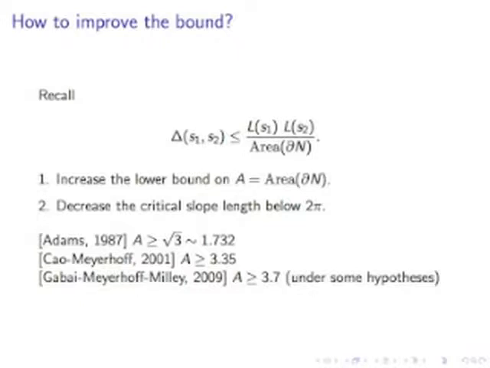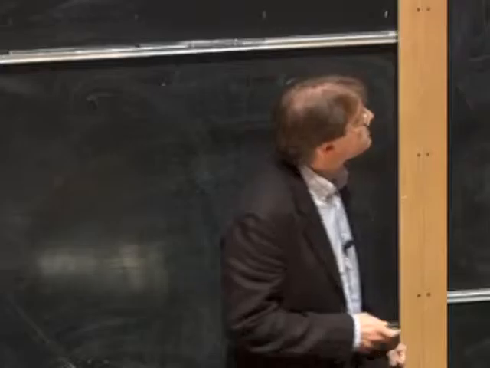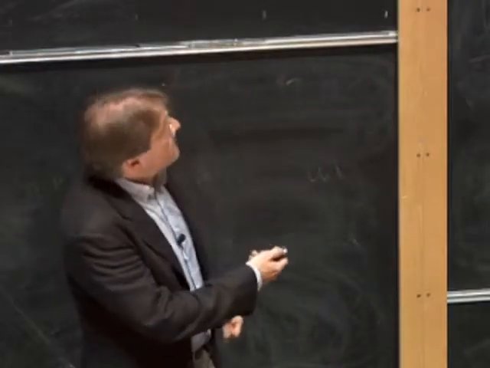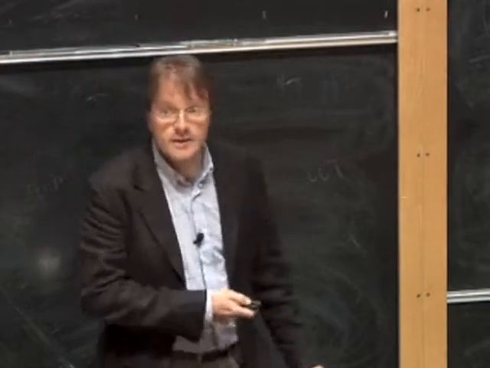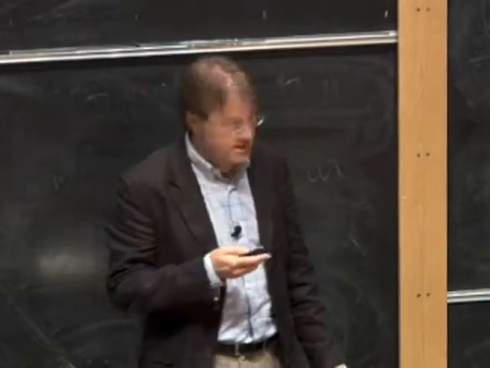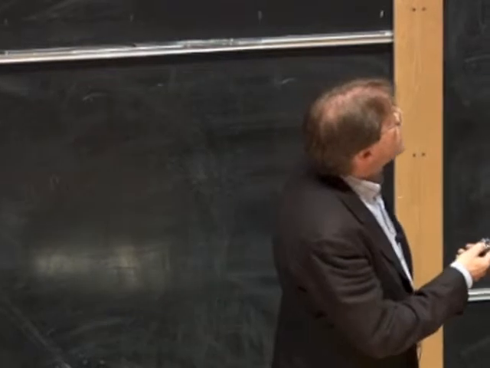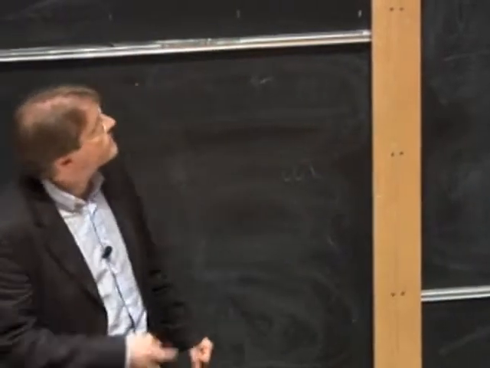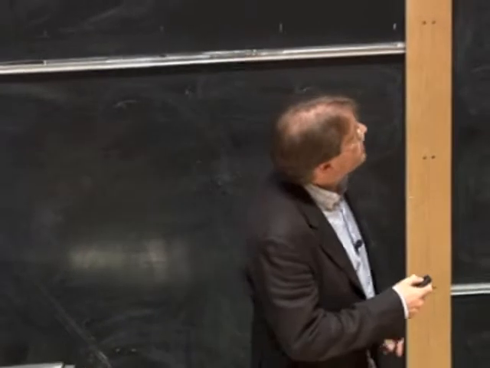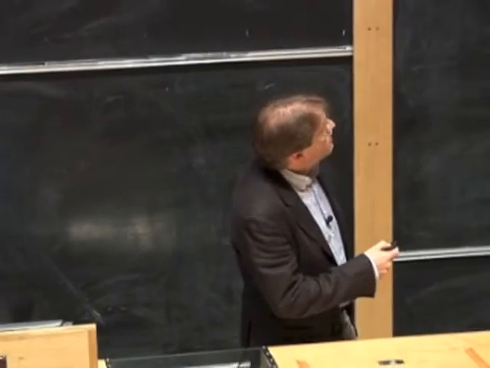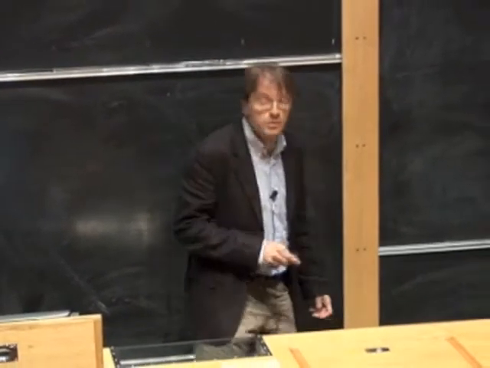And Gabai, Meyerhoff, and Milley proved that the area was, they didn't actually write this down, but Rob Meyerhoff told me that's what they did, that the area was at least 3.7 under some hypotheses, which we'll come to as well. So that dramatically improves the lower bound on area, and hence it seriously improves our known upper bound on intersection numbers. But first, what I want to do is show you how you can improve the critical slope length below 2 pi.